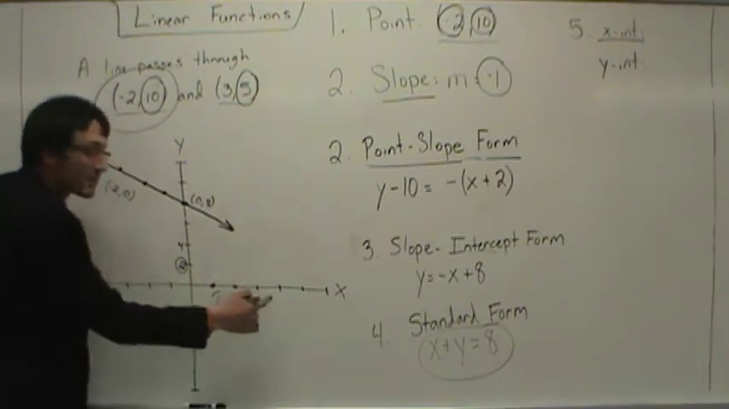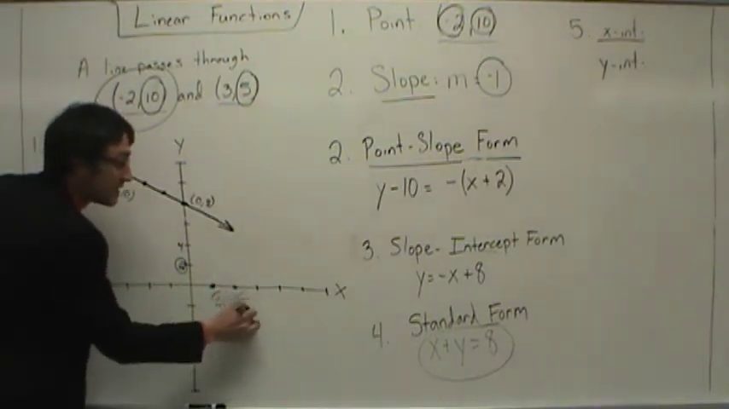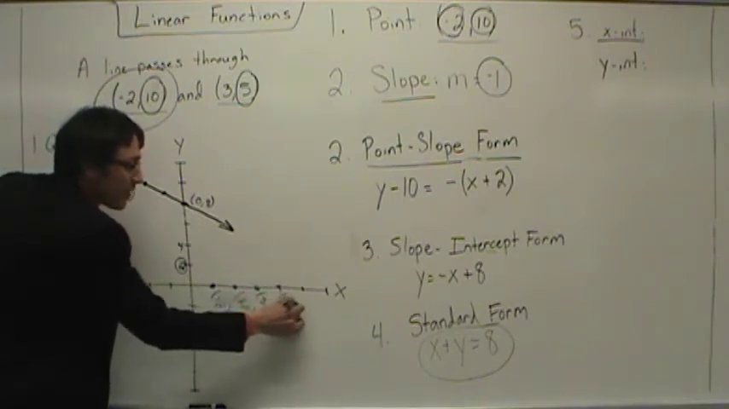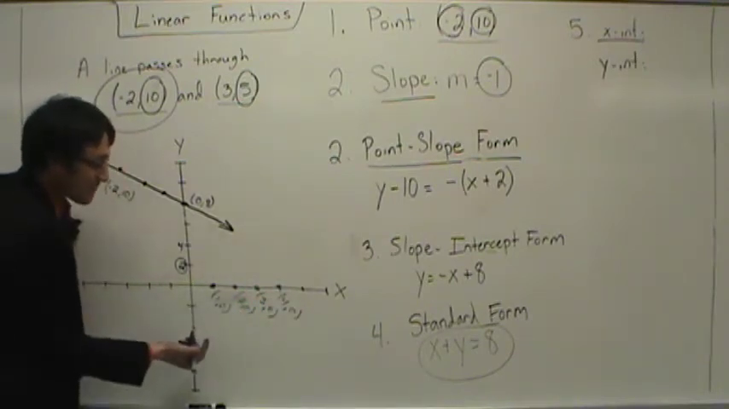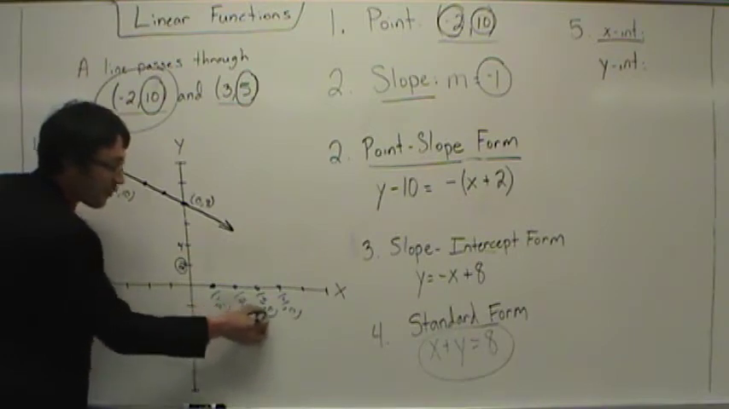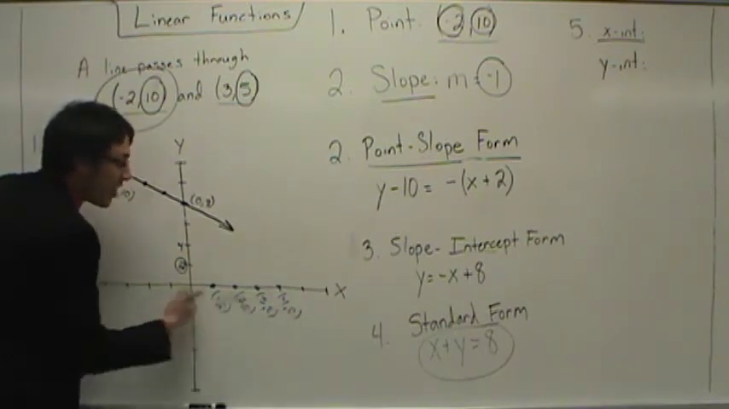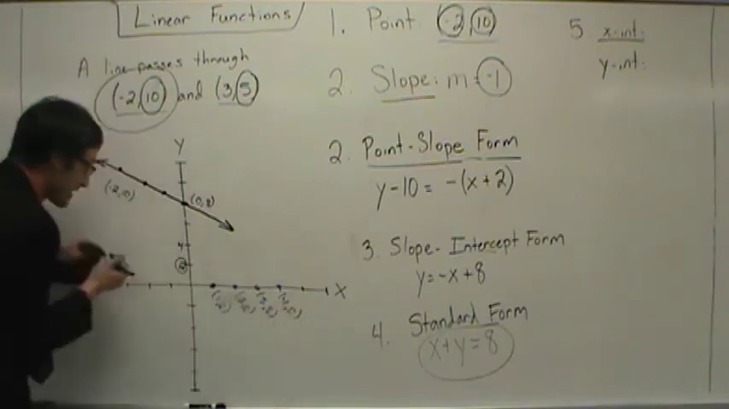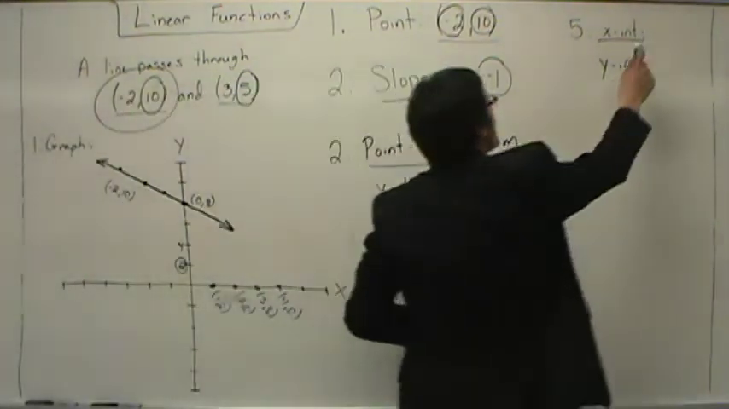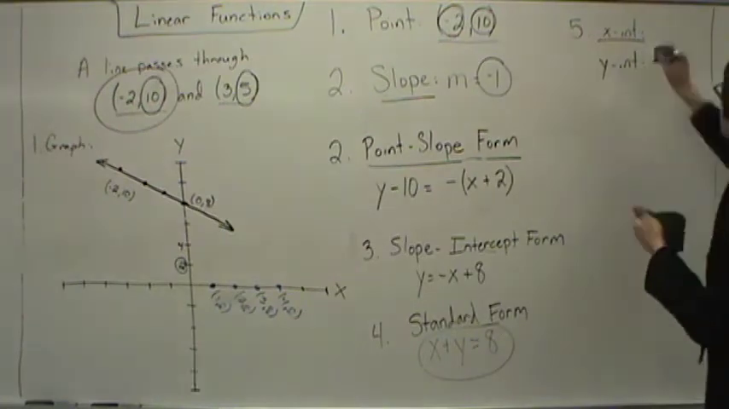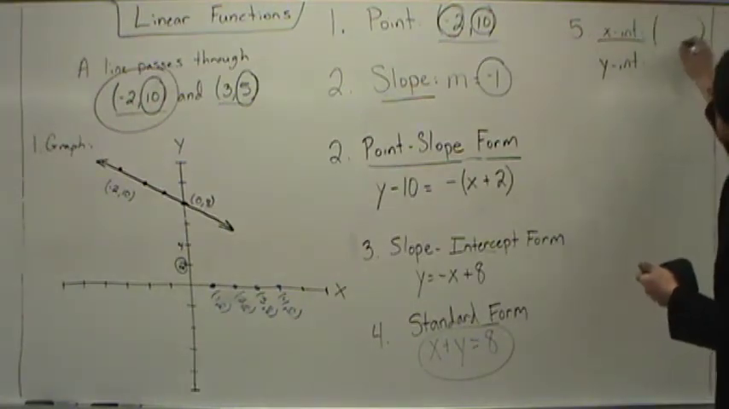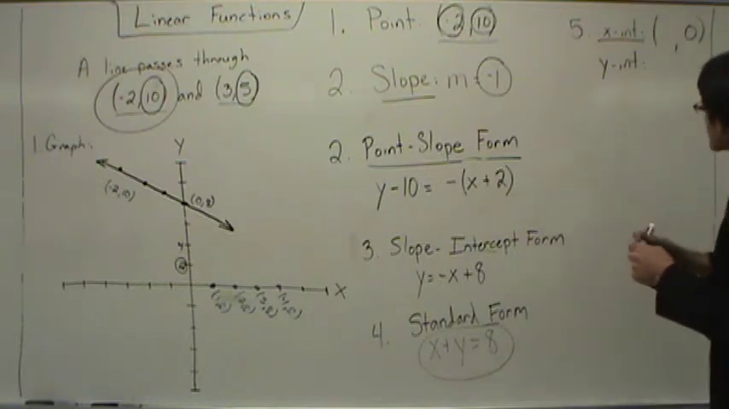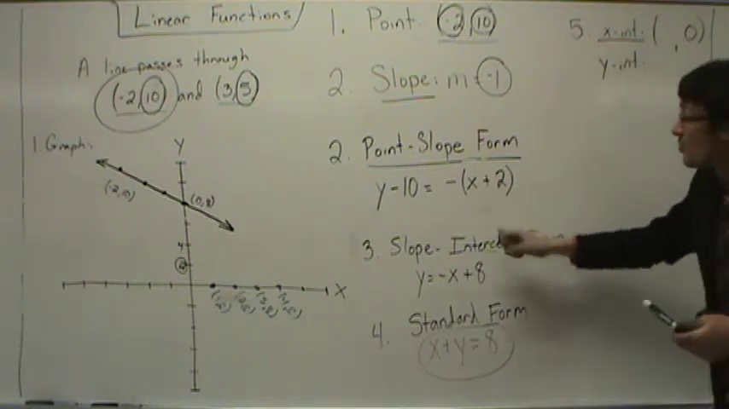What's this point on the x-axis? So we're looking at points that are on the x-axis. This point is 2, 0. This point is 3, 0. This point is 4, 0. What do all of these points have in common? All of them have y values of 0. All points that lie on the x-axis have y values of 0. So to find an x-intercept, we already know something about this point. We know that an x-intercept has a y value of 0.